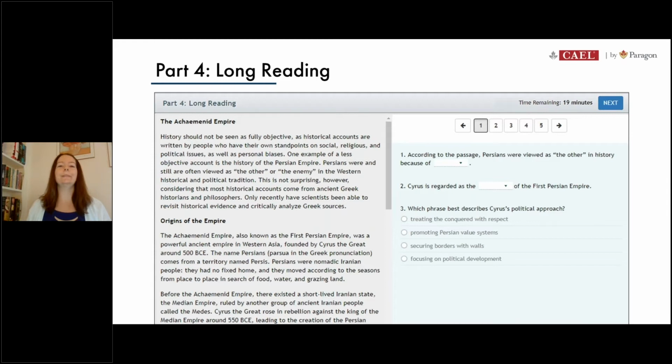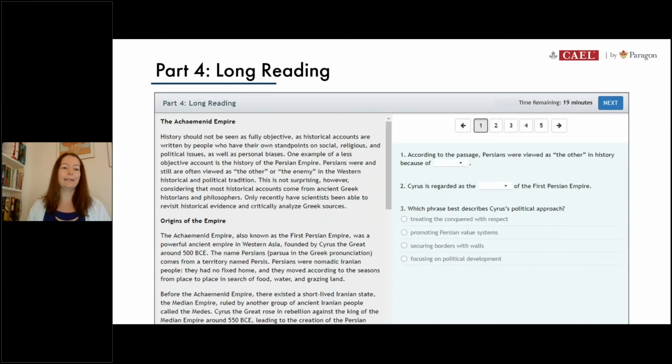Today we're going to continue looking at a long reading passage from a past CAEL test, so we can practice answering some test questions together. Over the past weeks, we've developed a really nice routine of previewing the page before we start the test question, so that we know exactly what it is we're looking for.